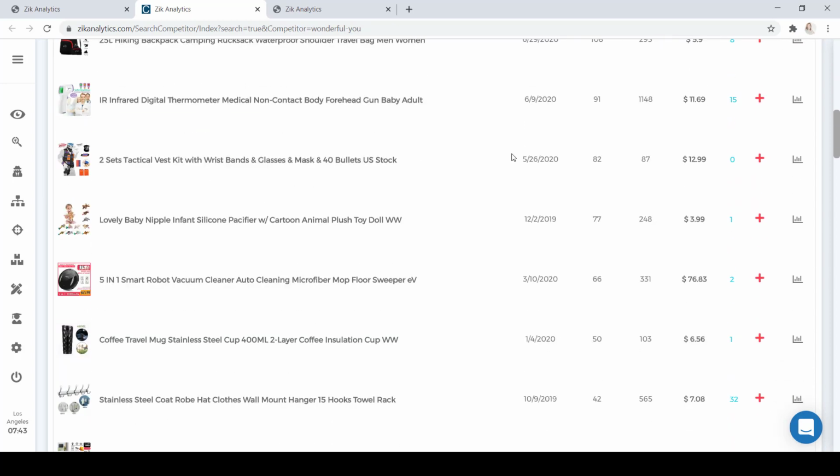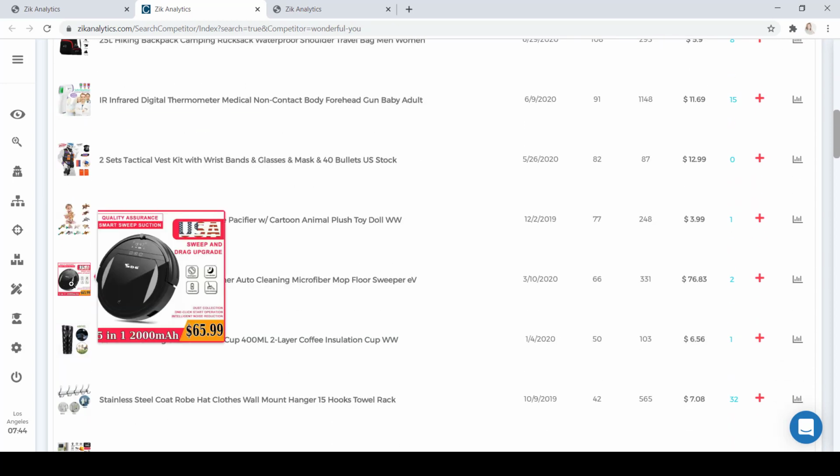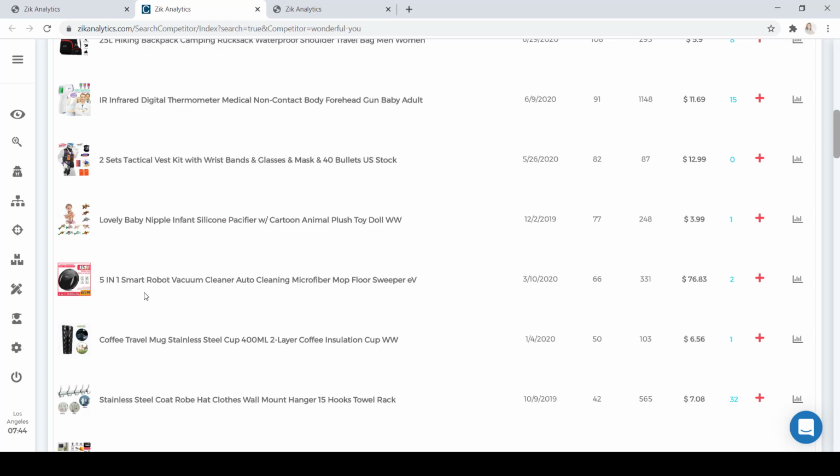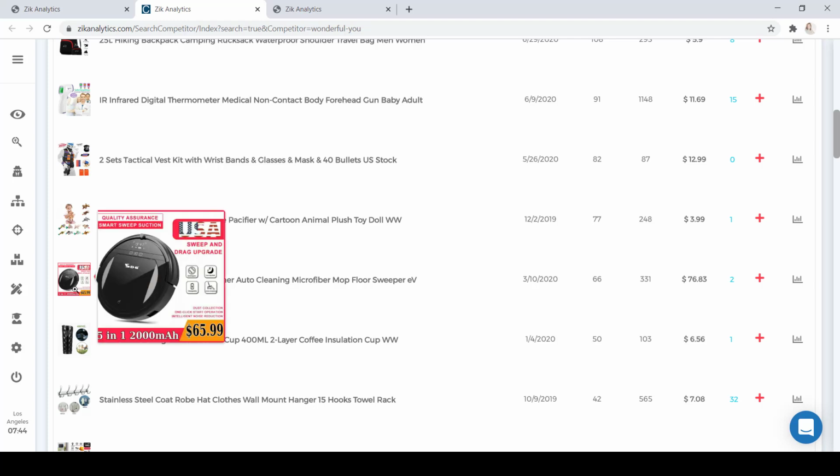So previously I came across this item here. The title for this item is a 5-in-1 smart robot vacuum cleaner, auto cleaning, microfiber mop floor sweeper. Now nowhere in this title does it say it is a branded item. When something is branded, such as Adidas, Nike, Panasonic, Philips, those are items that you should be staying away from because those are branded items. Items like these that do not have a brand name on them are safe to sell.